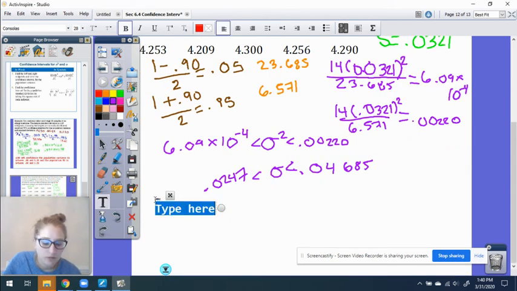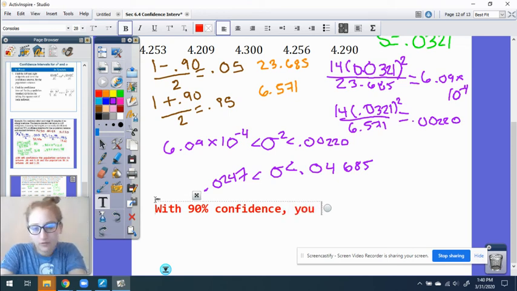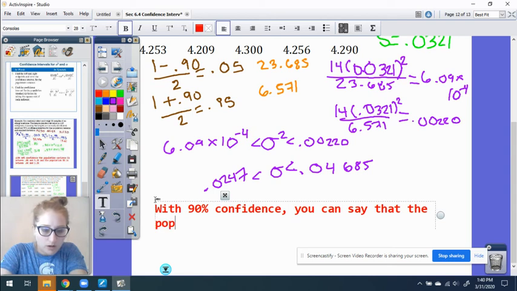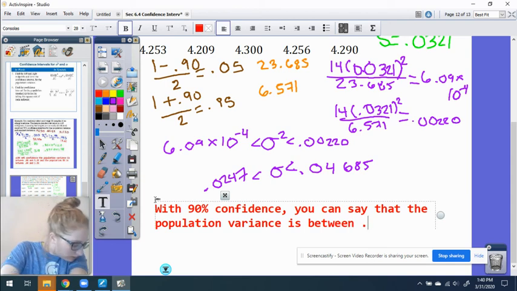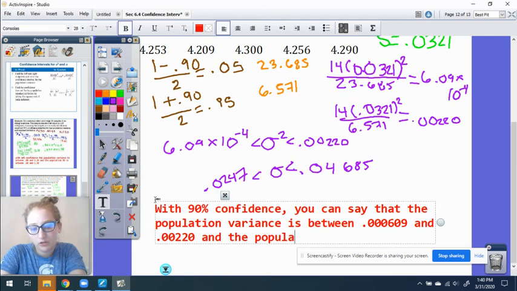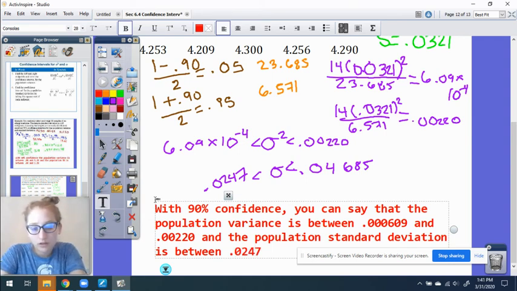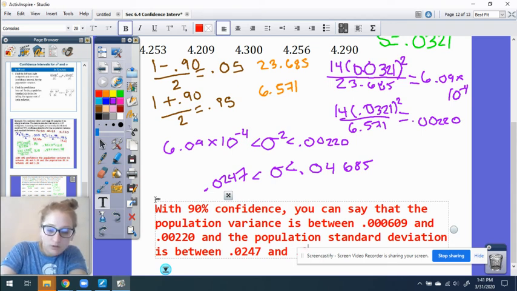Okay, so with 90% confidence, you can say that the population variance is between 0.000609 and 0.00220, and the population standard deviation is between 0.0247 and 0.04685. Okay.